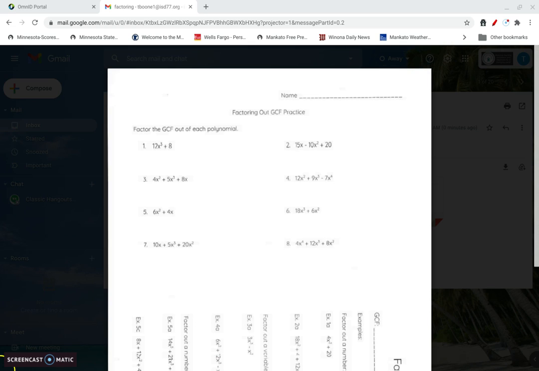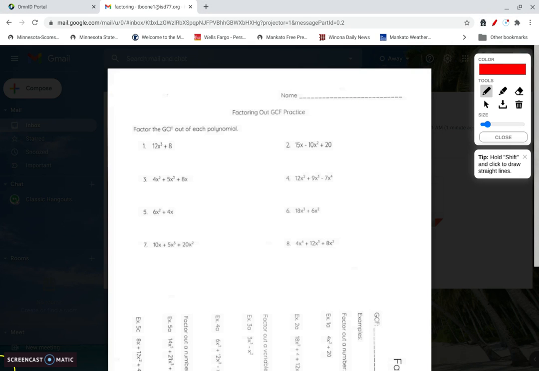Now, as you look at number one here, you've got 12x cubed plus 8. Well, there's not an x in both of those, so nothing with the variables. So, let's think, what's the biggest number that goes into 12 and 8? Well, I think if we do this correctly, we can see that a 4 would go out of those. So it's kind of like undistributing here. So we take a 4 out, and what we'd be left with is 3x cubed plus 2.